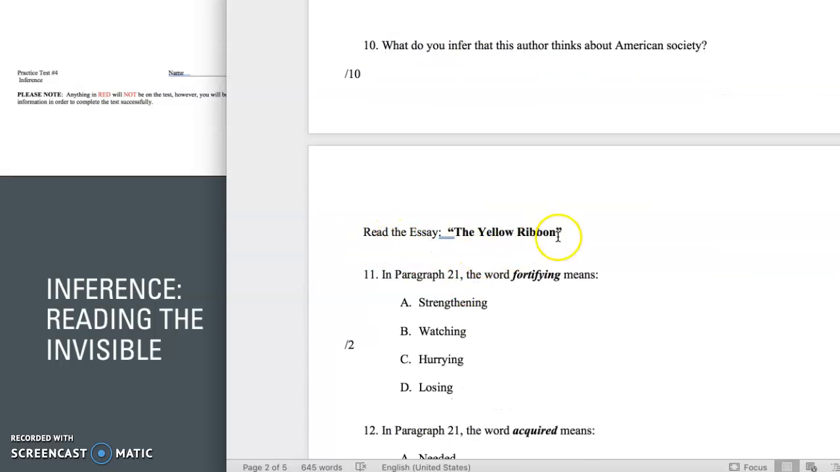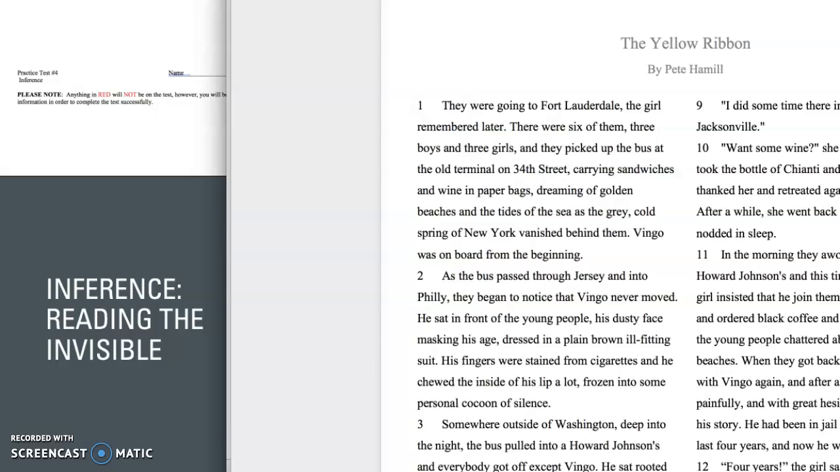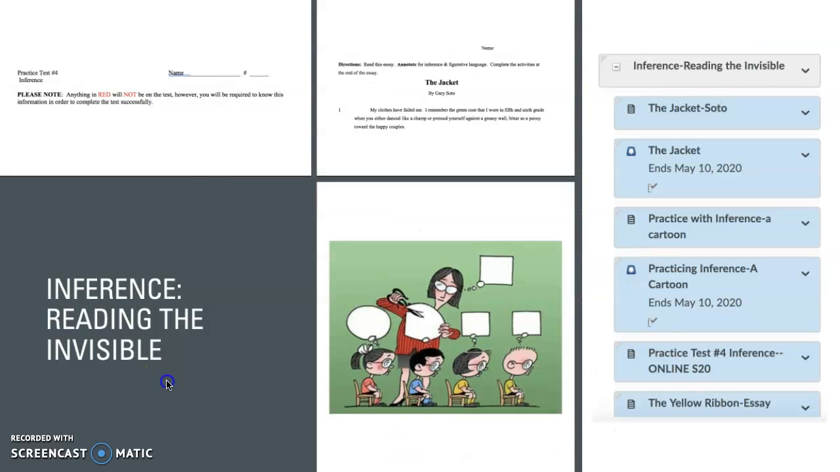And then read the essay, the yellow ribbon. And I showed you that the yellow ribbon is also posted. So that is your practice to make sure that you're understanding what you're going to have to do on the inference test. And the inference test is our final exam. It's just another unit test, but you're going to be doing that during finals week, and that is the final exam, just the inference test. Okay, so that is what is in our reading the invisible inference folder for this week.